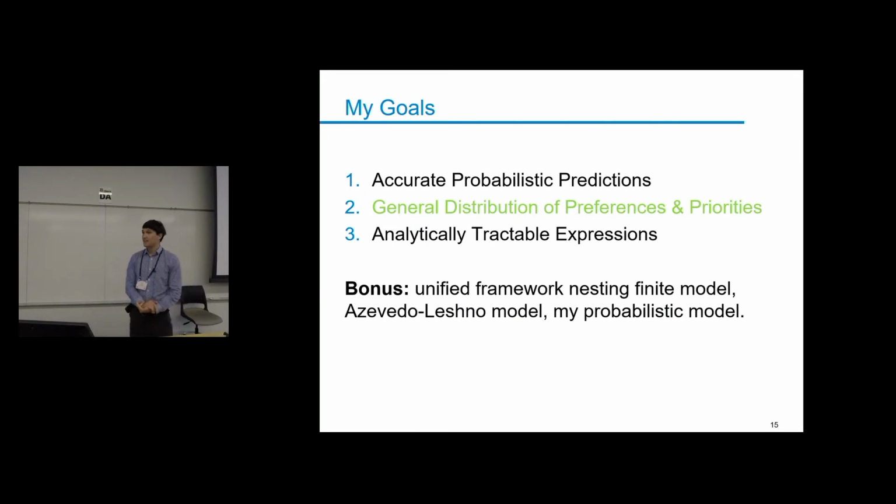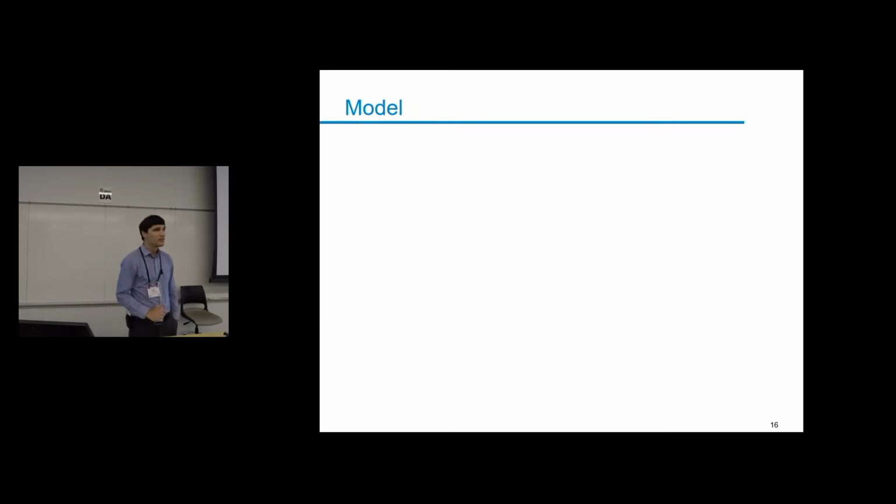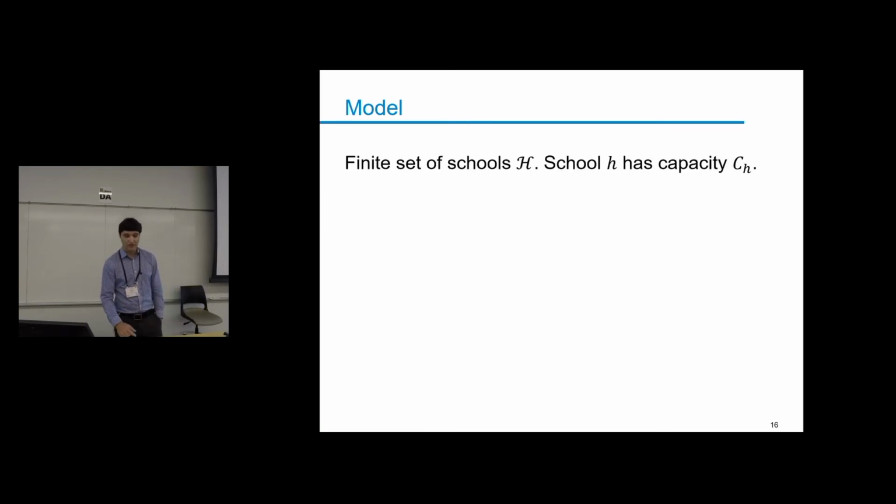Second, I claim that this model is very general and allows arbitrary preferences and priorities. So let me give you a little bit of the model. Those of you who are familiar with the Azevedo-Leshno model, it should be very familiar. Right? So we have a finite set of schools. Each school has a capacity. Now, in Azevedo and Leshno, this capacity is a real number, which is interpreted as the mass of students that can match to that school. In this context, for simplicity, I want you to think of capacities as just being an integer. It's literally the number of students that can match to that school.